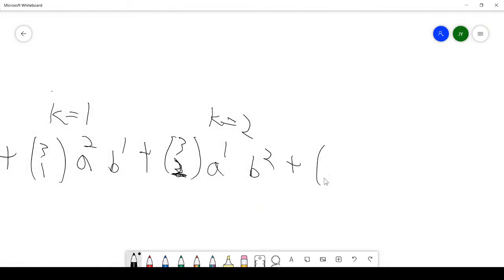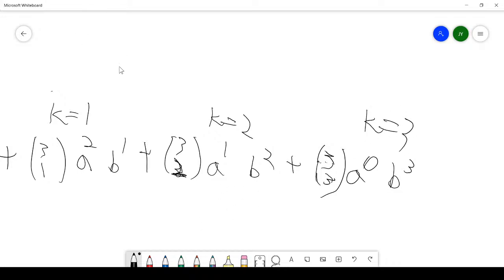Now here we add 3 to the 3, 3 choose 2, that is not a fraction. Do not make that mistake and put it there. Don't be like me. 3 choose 2, a equals 0, b to the third power, and k equals 3.